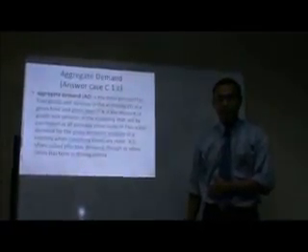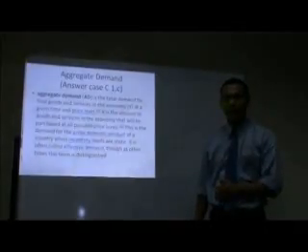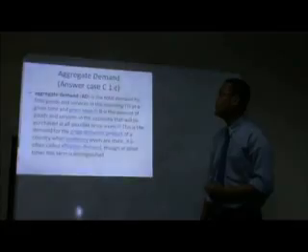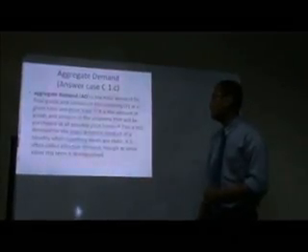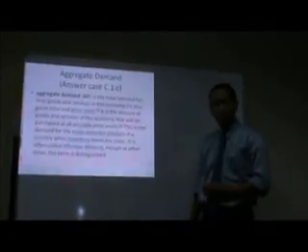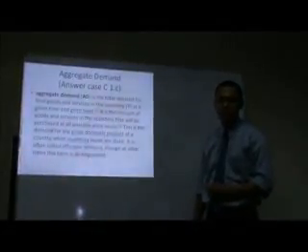Hello all, I will try to explain aggregate demand, which is the answer of case C. Aggregate demand is the total demand for final goods and services in the economy, or Y in the graph, at a given time and price level. It is the amount of goods and services in the economy that will be purchased at all possible price levels. This is the demand for the gross domestic product of a country when inventory levels are static.